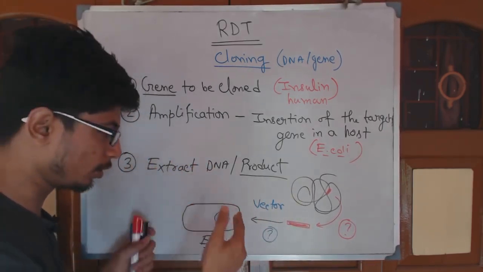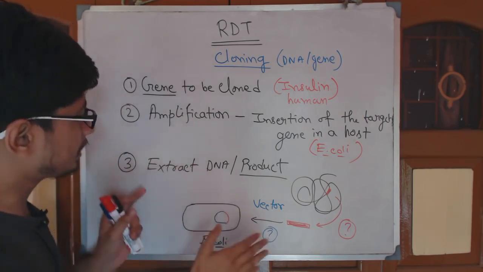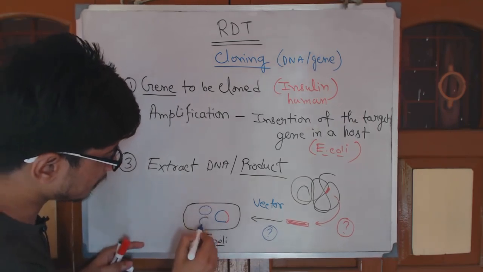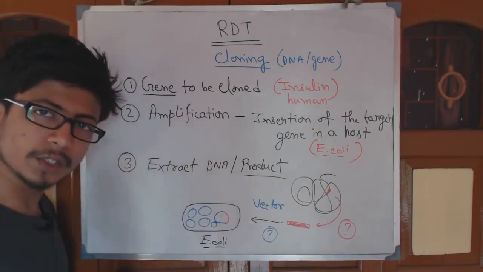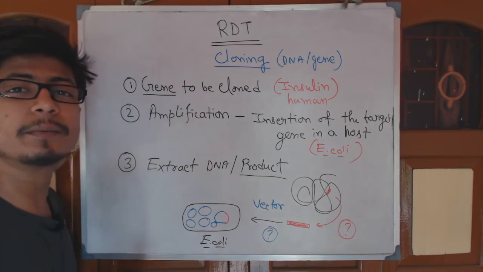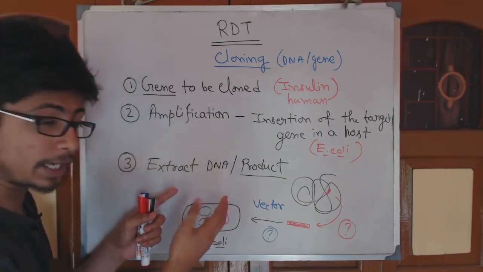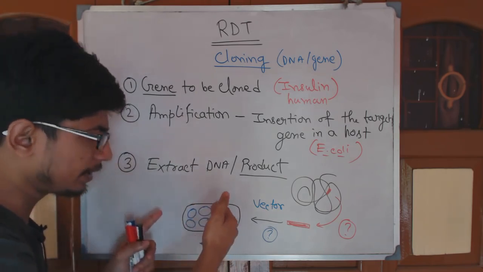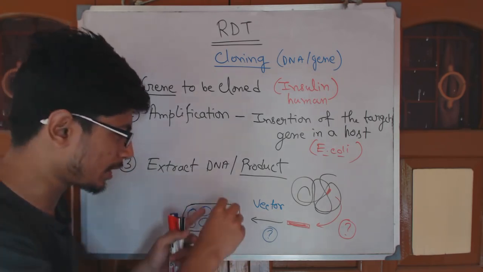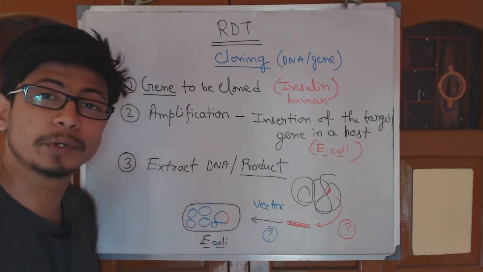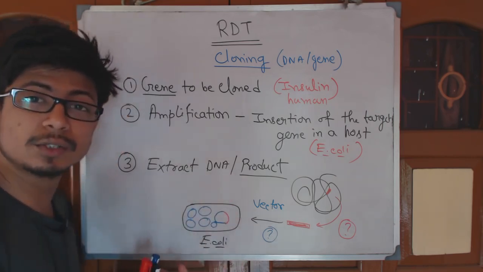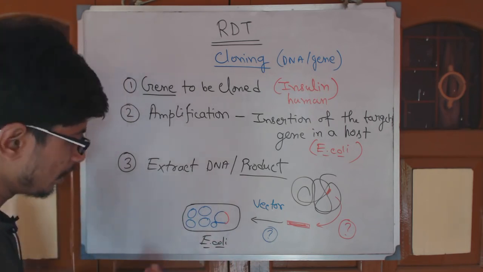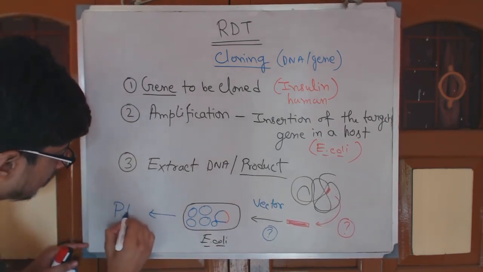Once it's inserted into the host cell, now the stage, it will replicate. So now the whole copy will be replicated inside the host cell. Once it's replicated, we need to extract out the product, either the gene segments or the products, right? For example, we want them to translate and synthesize the insulin protein. Then we extract the insulin protein by cracking open the E. coli cell and we get the product. So that is the final stage to get the product.